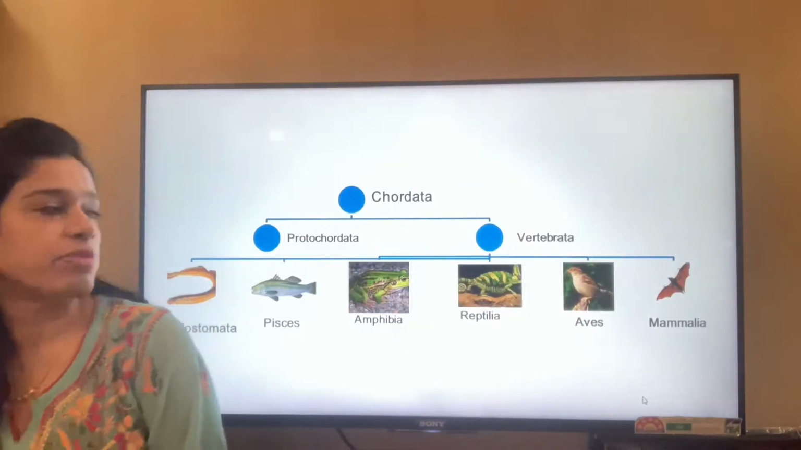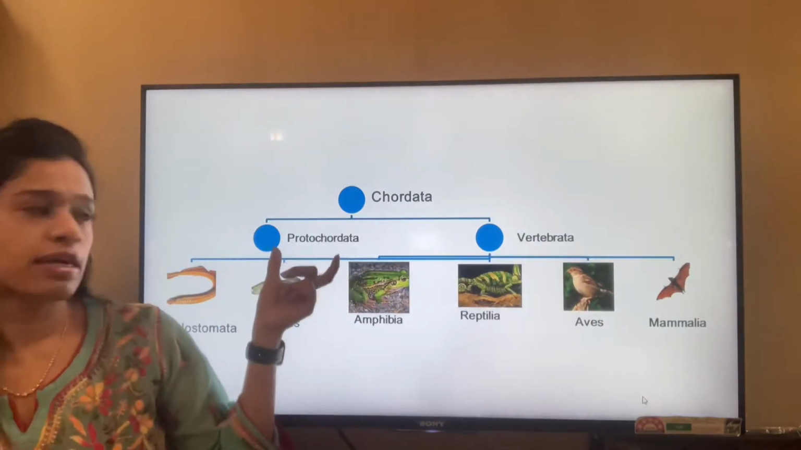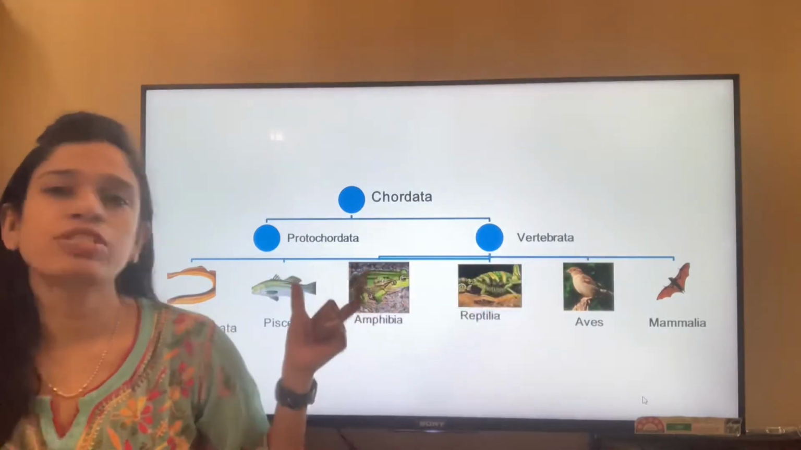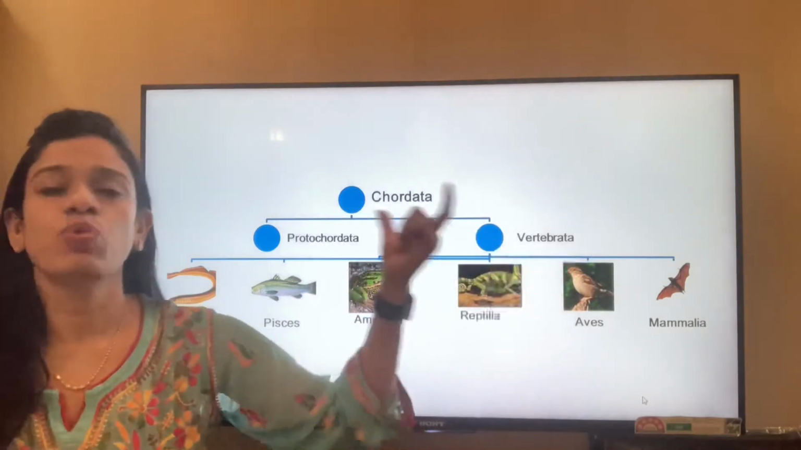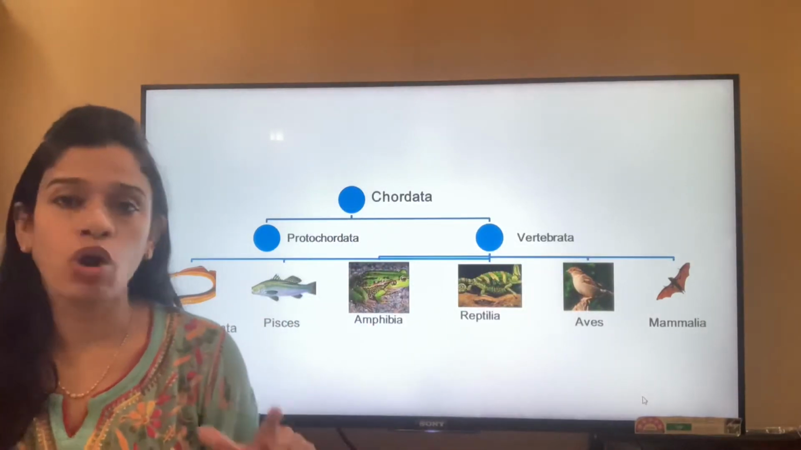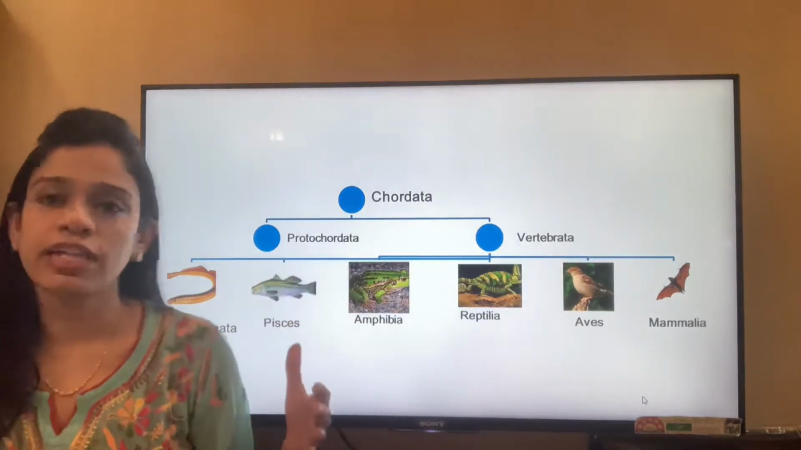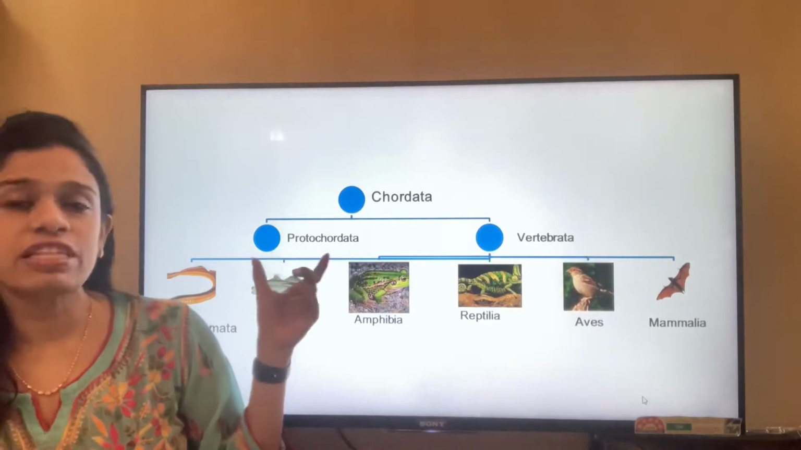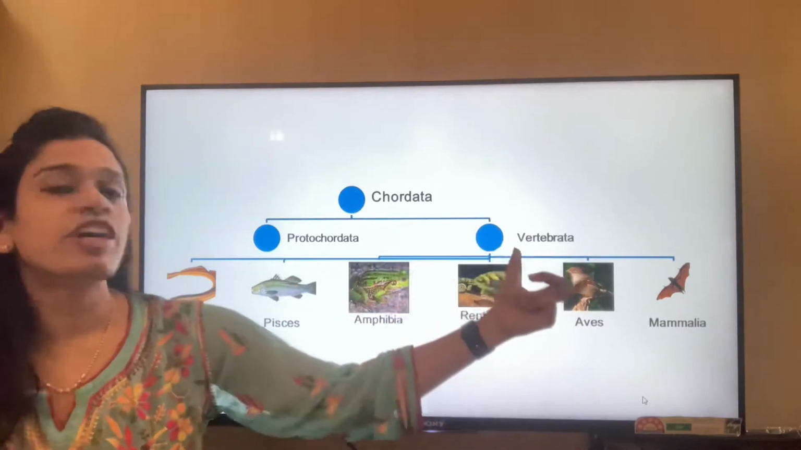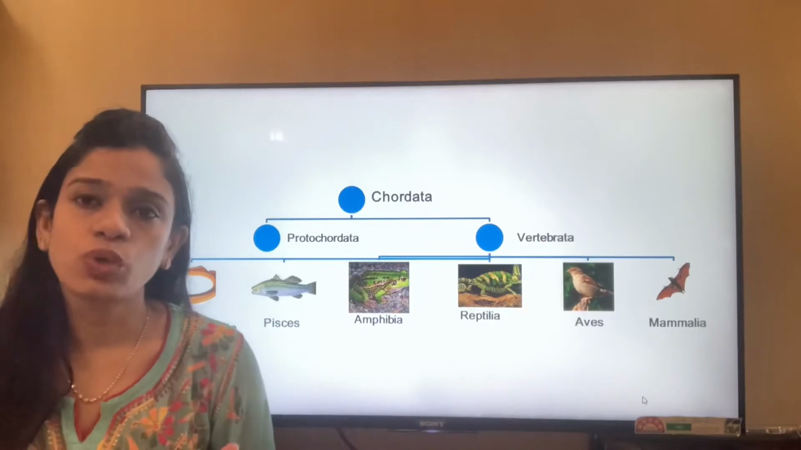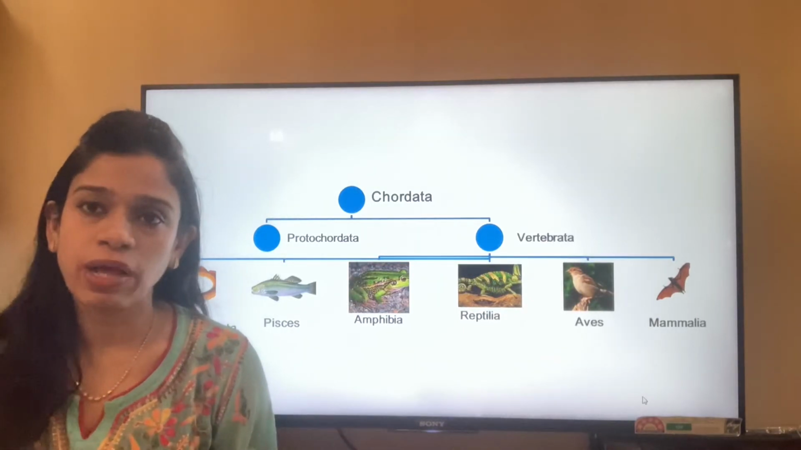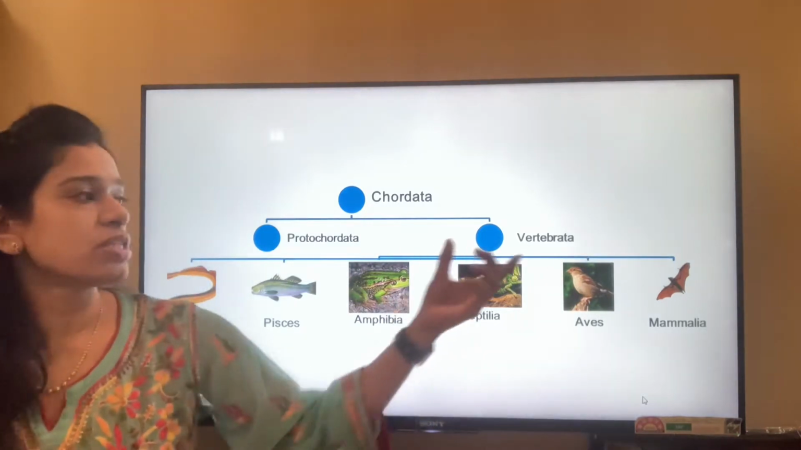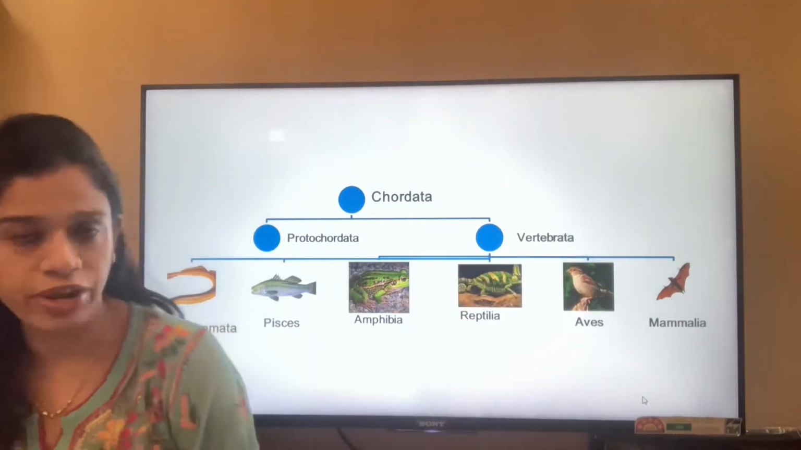So the chordates can be divided into Protochordata and Vertebrata. As you can understand, Vertebrata comes with a specific vertebral column. In the last video also I have discussed that in the Protochordata we see the presence of the notochord. In Vertebrata also we see the presence of notochord, but during the early stages of development, which later on converts into the vertebral column, which is why the name Vertebrata has been given.